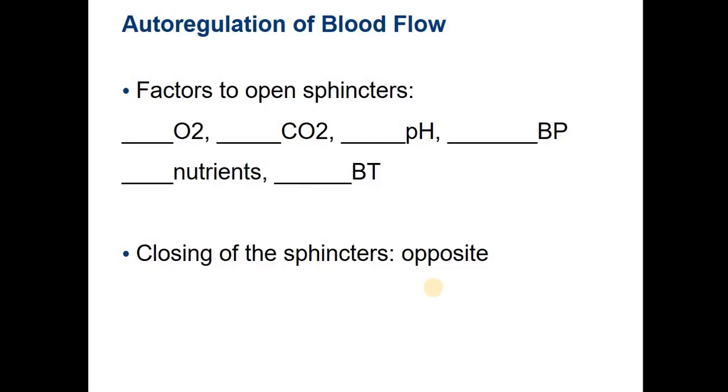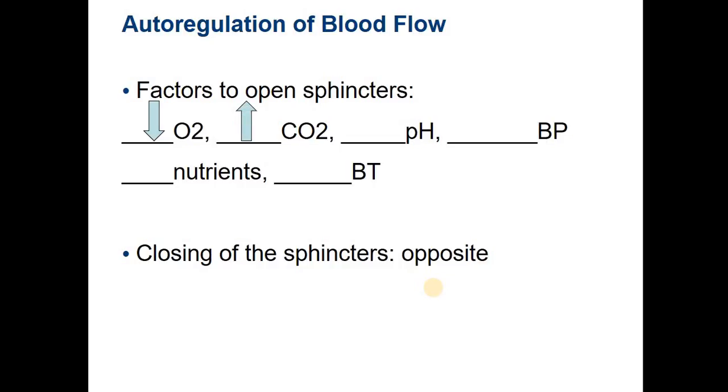Factors to open and close sphincters. So we're just going to do open, and you know the opposite of this would be to close the sphincters. So this is what's happening through the capillary bed. If it senses decreased oxygen levels, this will open the sphincters, because that oxygen is coming from the arterioles, and so it says oxygen levels are low. So these sphincters need to open up and allow that oxygen to rush out and get to that tissue.